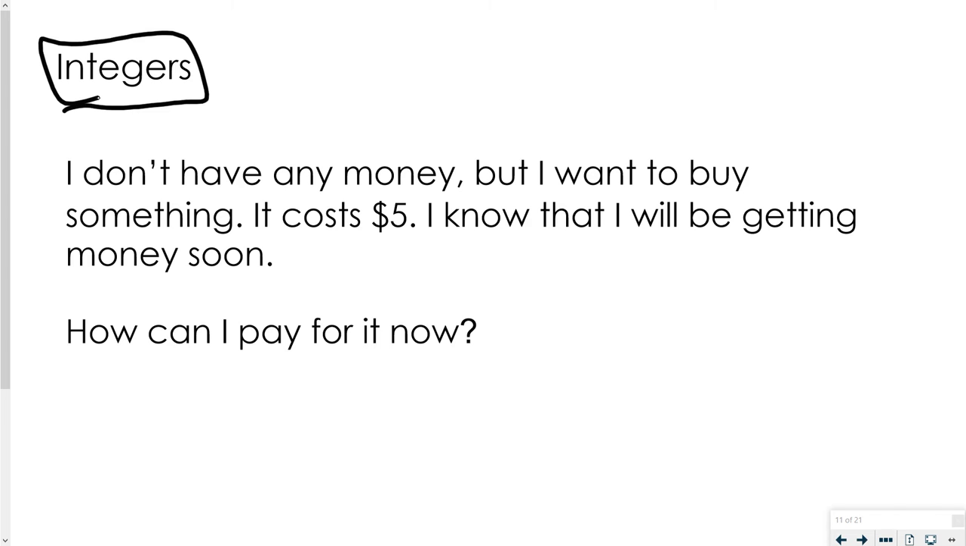I don't have any money right now, as most of us don't, but I want to buy something. It costs $5. I know that I'll be getting money soon. How can I pay for it? Most people are going to say, I can borrow it. I can ask for someone to pay for it for me, and then I'll pay them back later. I can use my credit card. I could not buy it and wait till I have the money. That's probably the most responsible thing to do. However, most people would probably borrow it in some way, shape, or form. When they borrow it, it actually becomes a loss, right? Because they had nothing and they went under nothing. Okay.